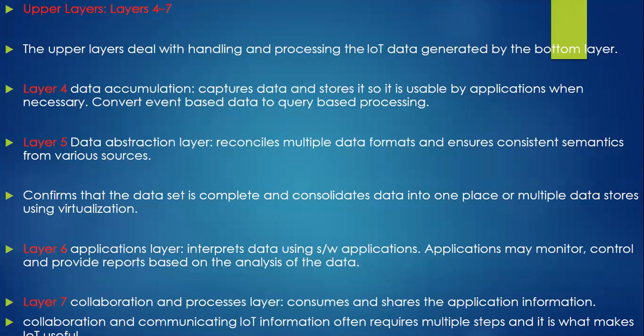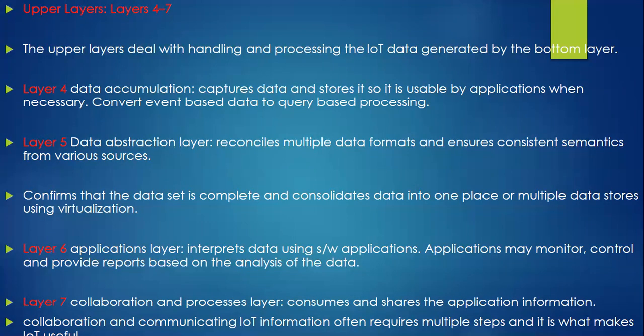Then layer number 7, collaboration and process layer. We should have an interoperability facility over here. We consume and share the application information. In collaboration and communication, IoT information often requires multiple steps, and that is what makes IoT useful. So these are the different layers of the World Forum model.